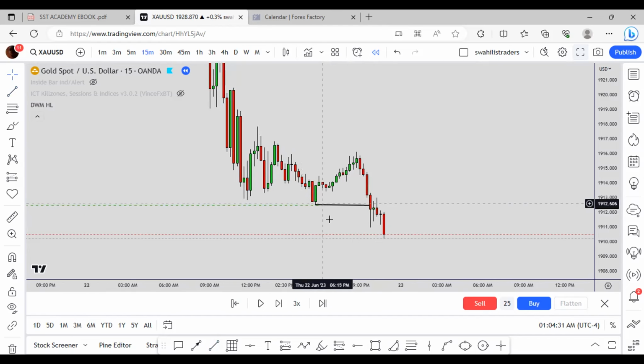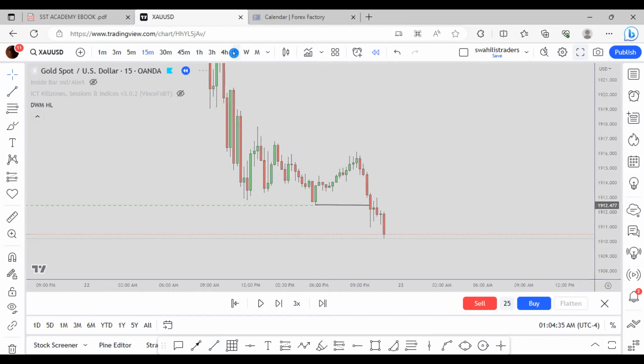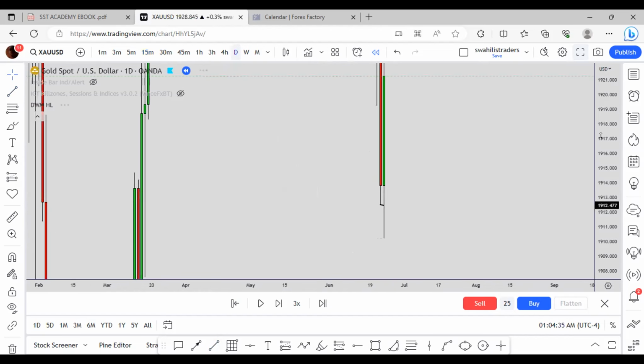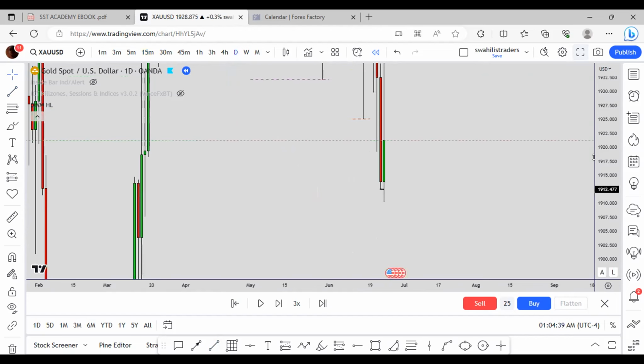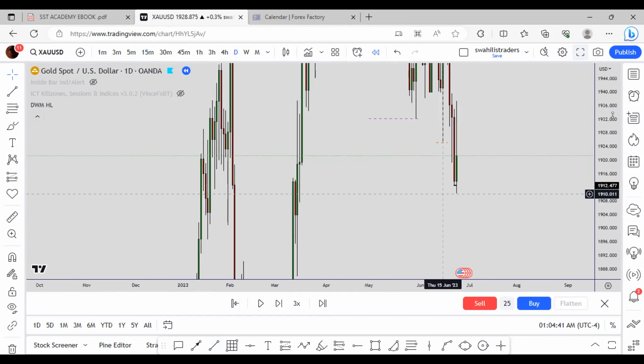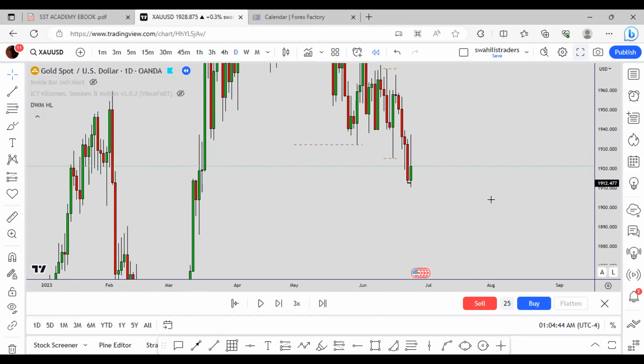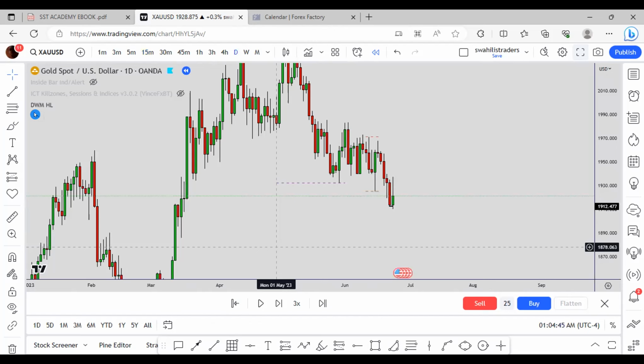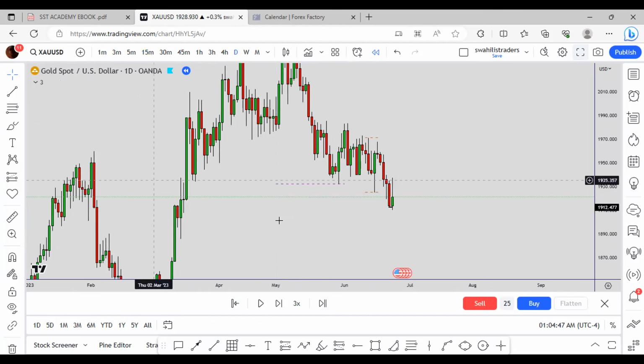If I go on the higher time frame, first it's important to check the higher time frame directional bias. It's very important to check the higher time frame bias before you start looking for any opportunity on lower time frames. If you look at the higher time frame right now, you see we currently have this bullish candle.